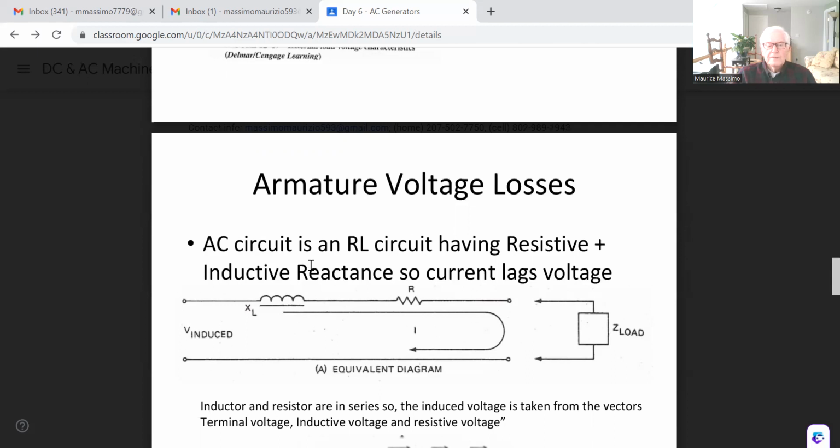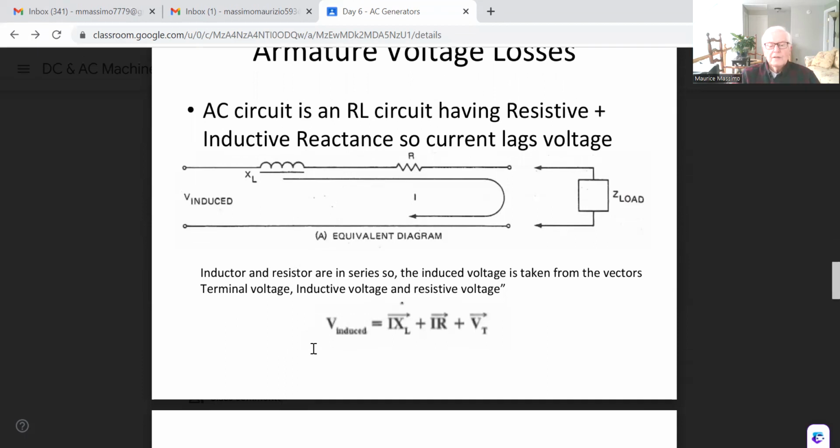We've got an AC circuit which has an RL circuit in it, and the RL circuit has resistance as well as inductive reactance. So the current lags the voltage. There's our load hooked up to the output, and we've got a certain amount of inductive reactance here, and we've got a resistance, an I squared R power. We've got I squared R power, and we've got I squared XL power in there as well.